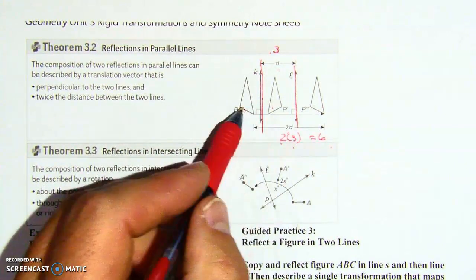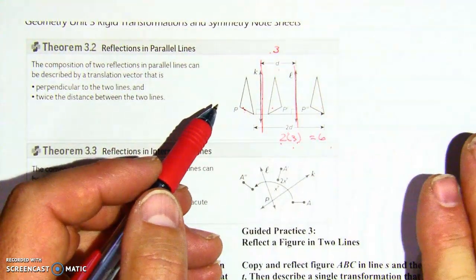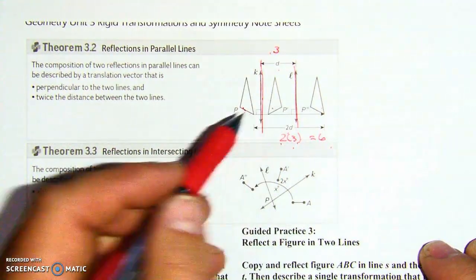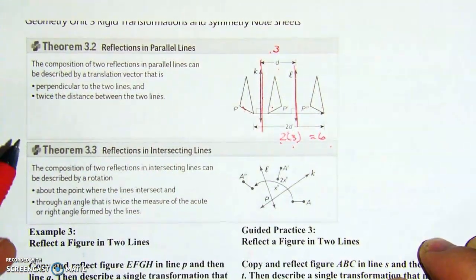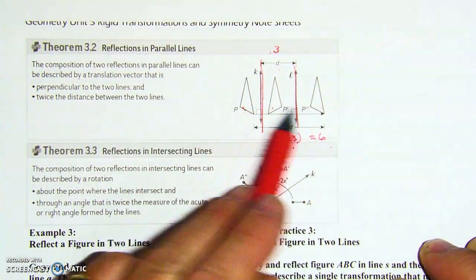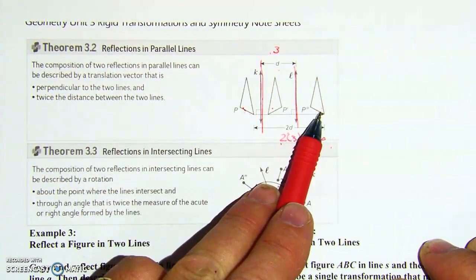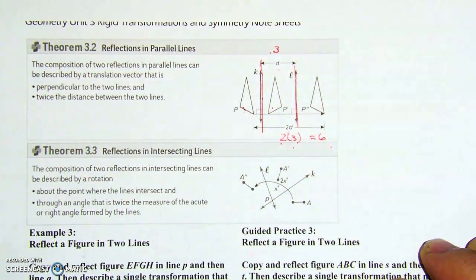Notice that they're exactly the same. They're just moved from one part to another. That means this is called a slide. So when we do a double reflection over parallel lines, we're just going to get ourselves a slide, or translation. Okay.